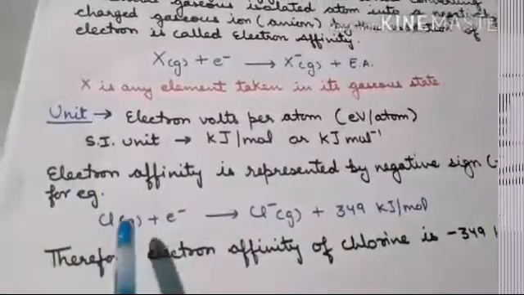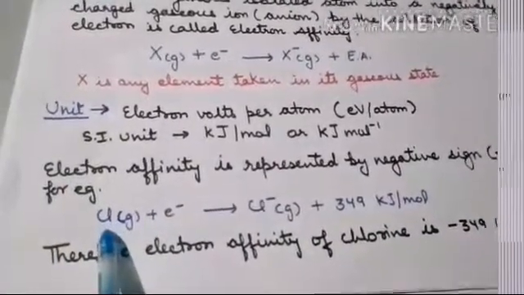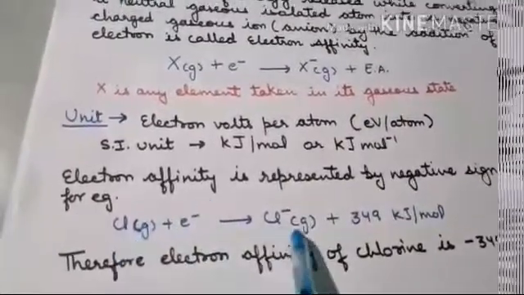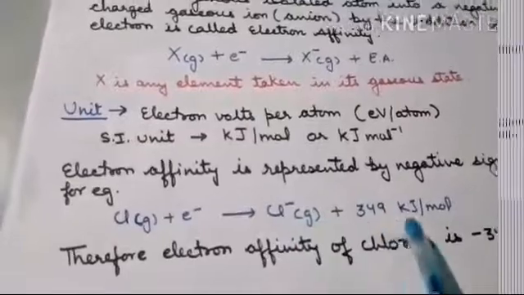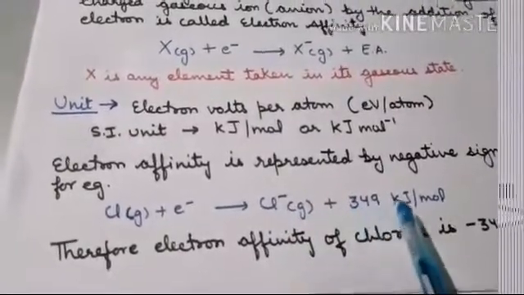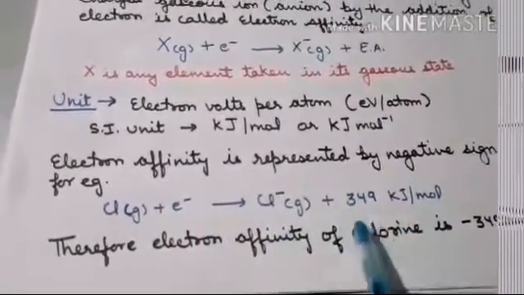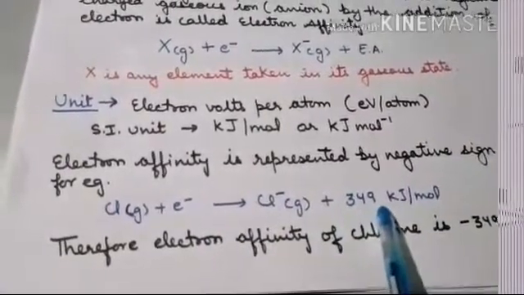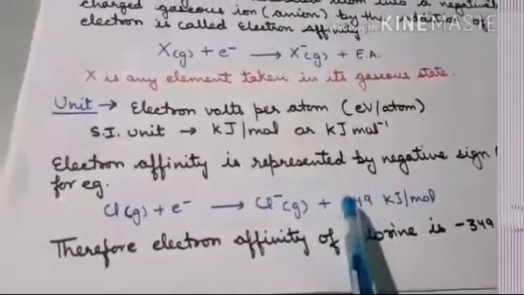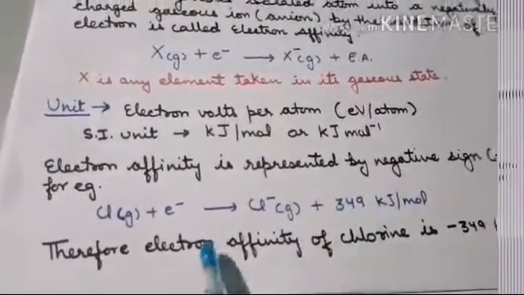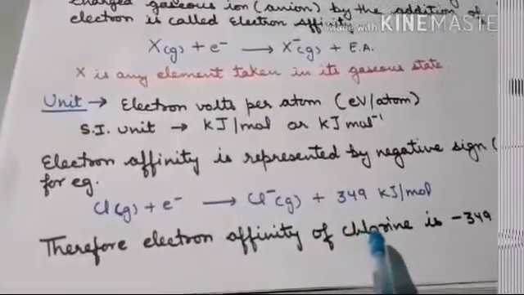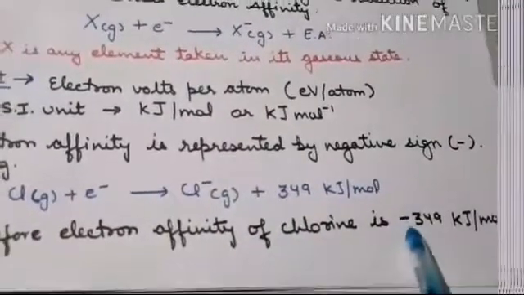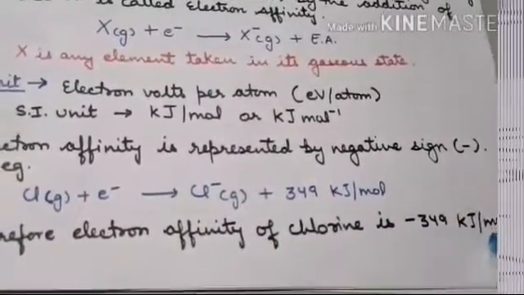For example, this is a chlorine atom in the gaseous state. On addition of one electron to the chlorine atom, it converts into chloride ion, and the energy released is 349 kilojoule per mole. So in the reaction, we will represent it like this, plus 349, and it is written on the right hand side, means energy is released. But when we write it for only the chlorine atom, then we represent it like minus 349 kilojoule per mole.